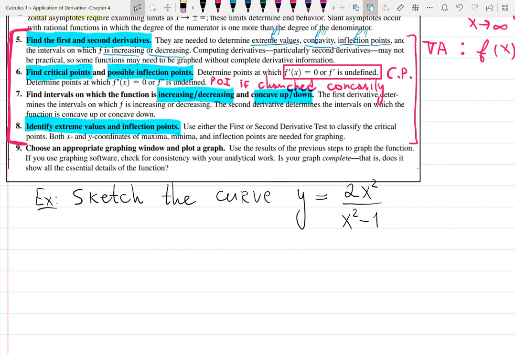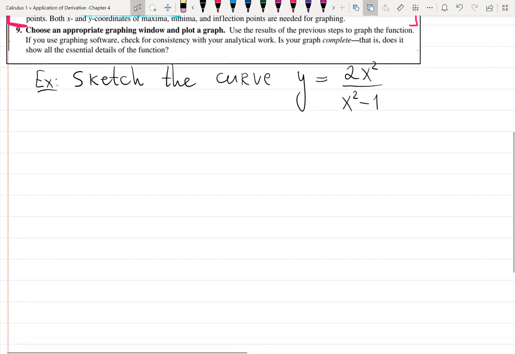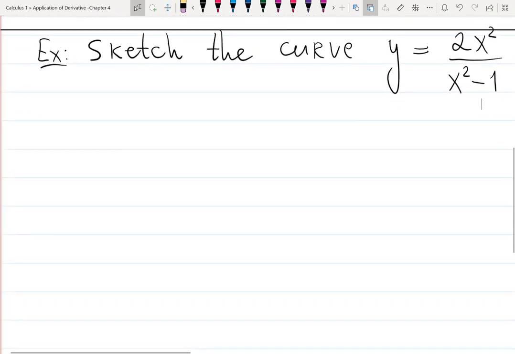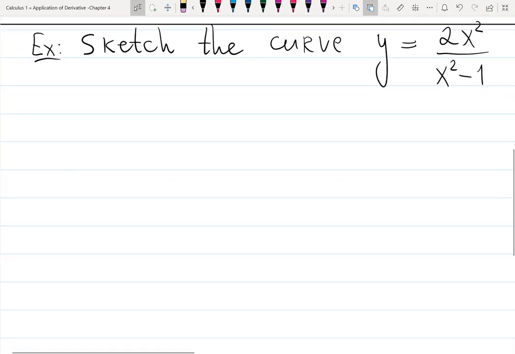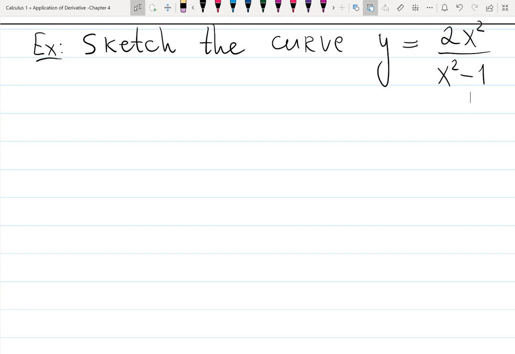Example. Sketch the curve y equals 2x squared all over x squared minus 1. And let's start doing this, following those steps. You don't have to follow the same order I just showed, but it's pretty intuitive after all.